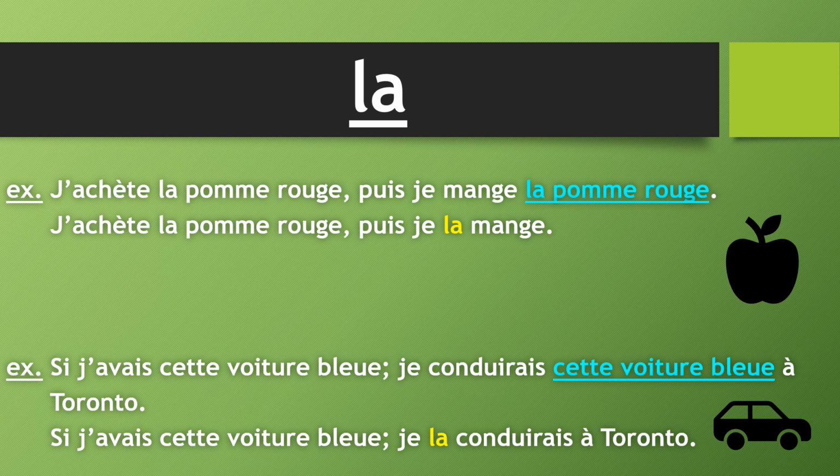I buy the red apple, then I eat the red apple. Let's shorten that sentence by replacing the second la pomme rouge with the pronoun la. Your new sentence would read, J'achète la pomme rouge, puis je la mange. I buy the red apple, then I eat it. As you can see, there's only one verb in the second half of the sentence. So the pronoun la would go right before it.